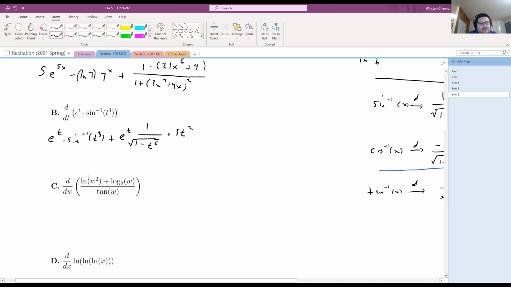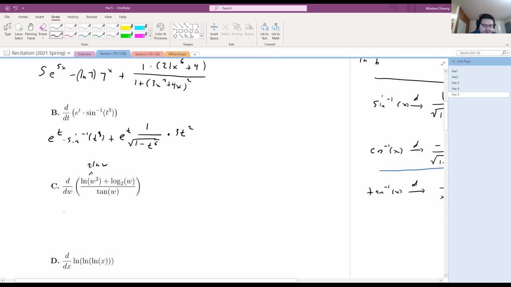There's a simplification you can do here: if you remember your log properties, you can actually pull the exponent out. So I would rewrite this as 2 ln of w. The reason I do that is because I want to save myself from doing a chain rule inside of a quotient rule. When we get to that, taking the derivative of this is going to be easier. Now let's go ahead and do the quotient rule.